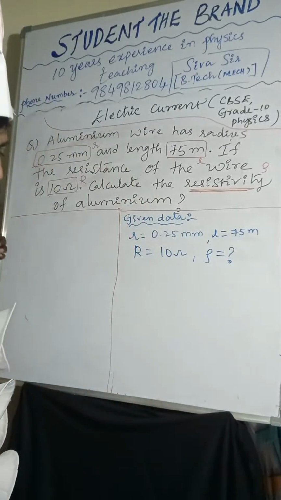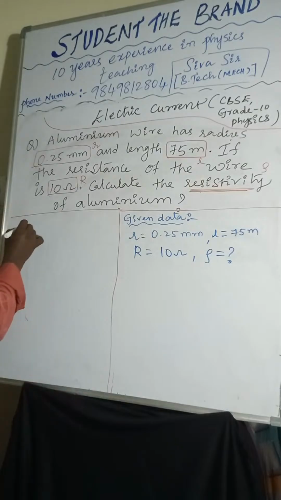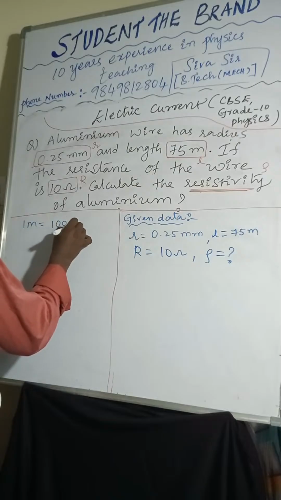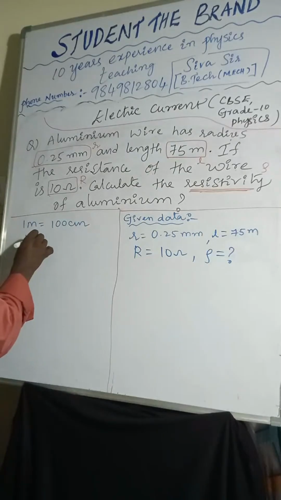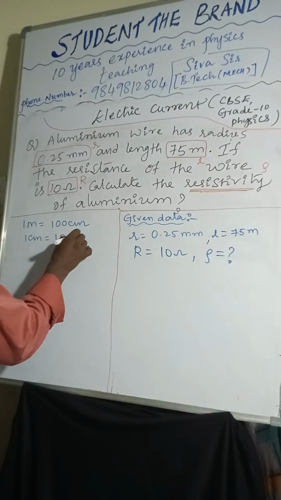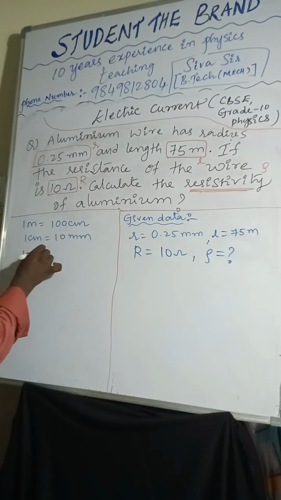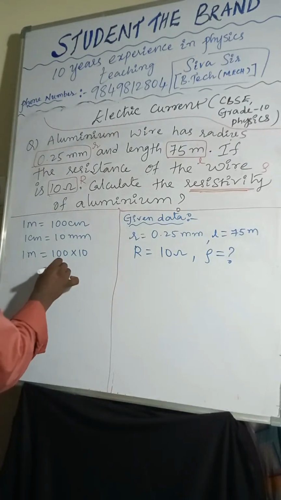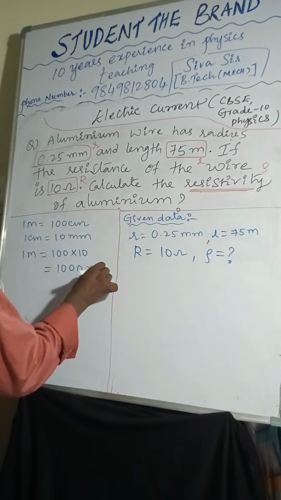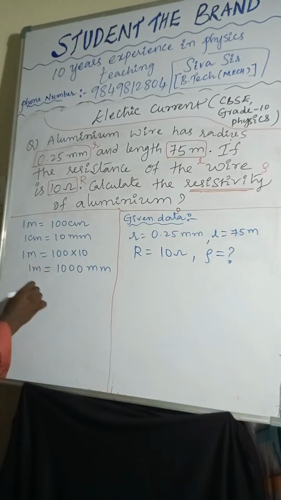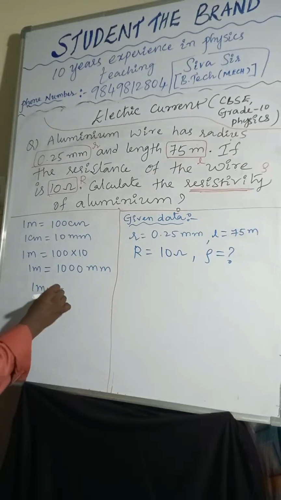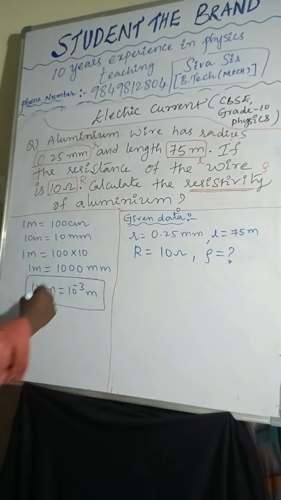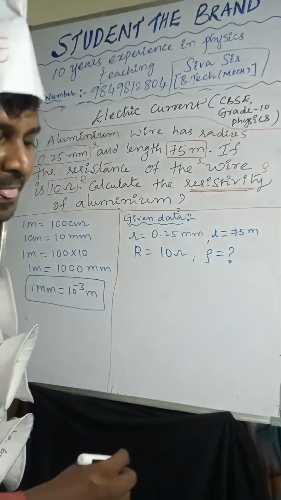Again I am writing on the board. So check once: 1 meter equal to how many centimeter? 100 centimeter. 1 centimeter equal to how much? 10 mm. So 1 meter equals 100 into 10, then you will get 1000 mm. 1 meter equals 1000 mm. 1 mm equals 10 power minus 3 meter.